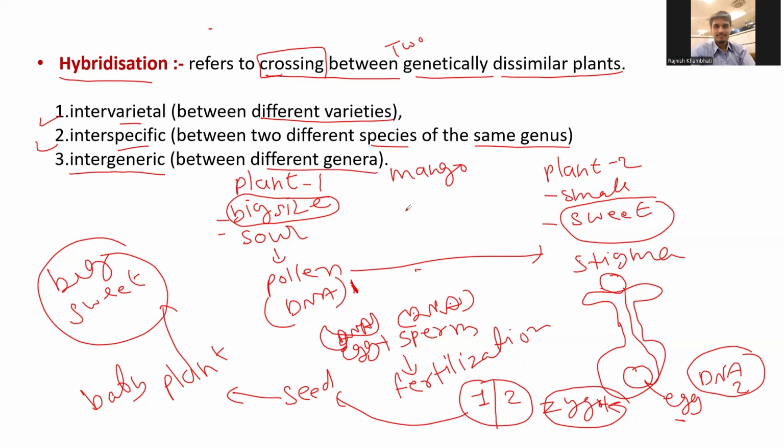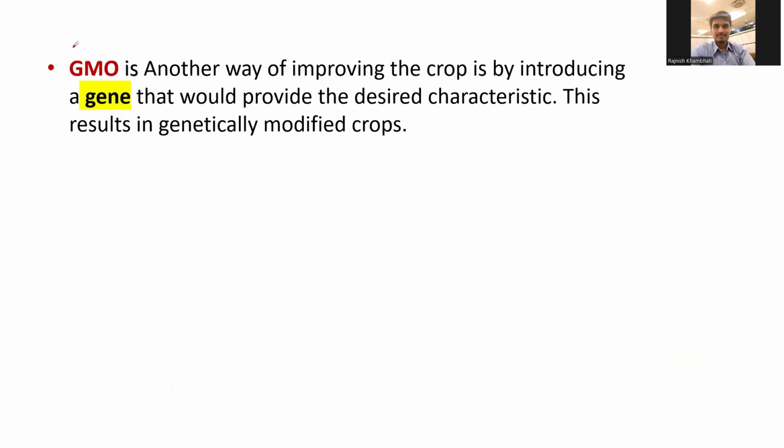So this is how you can use the hybridization process to make the plant according to your wish. Like I wanted a big size mango, but sweet in taste. So what exactly am I doing? I am incorporating the character of my desire into the crop. Clear? So the second method to do so is called GMO.